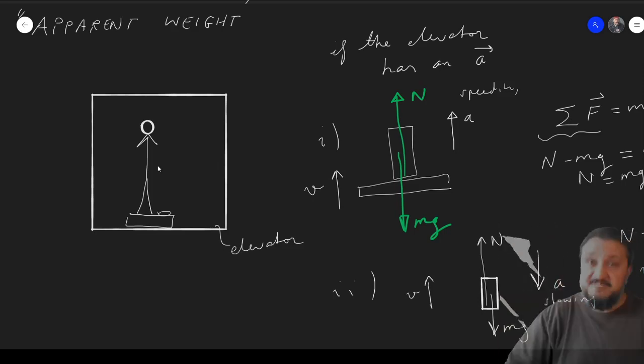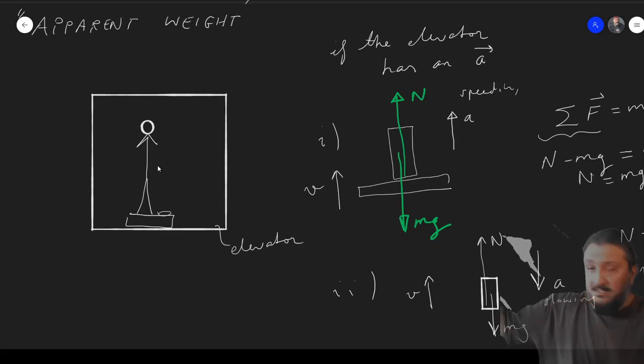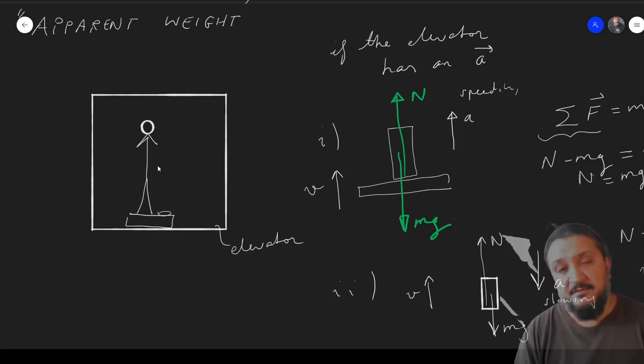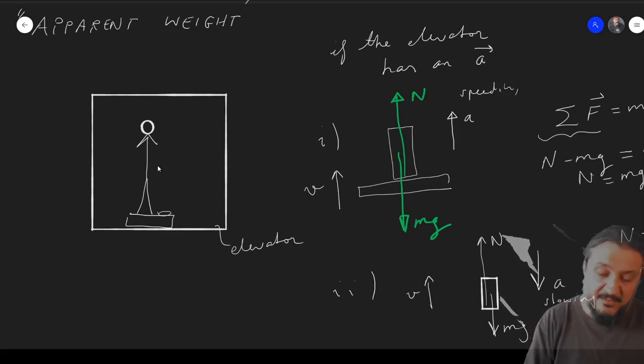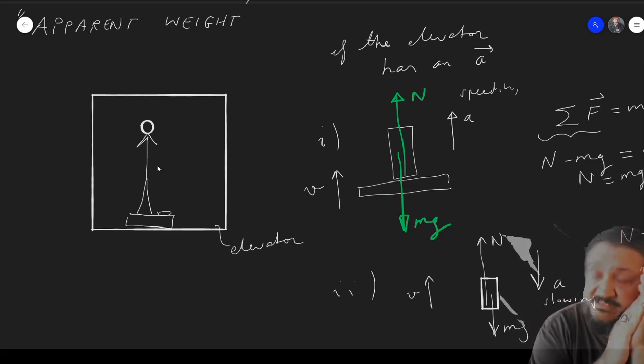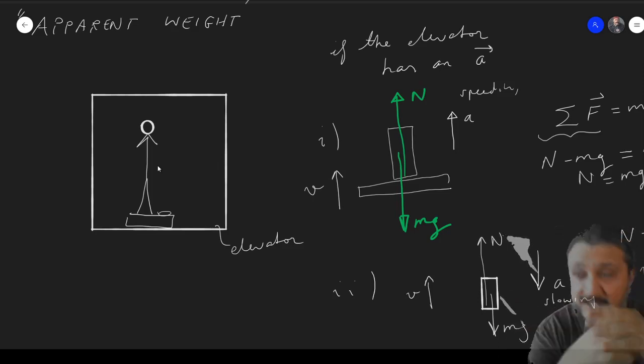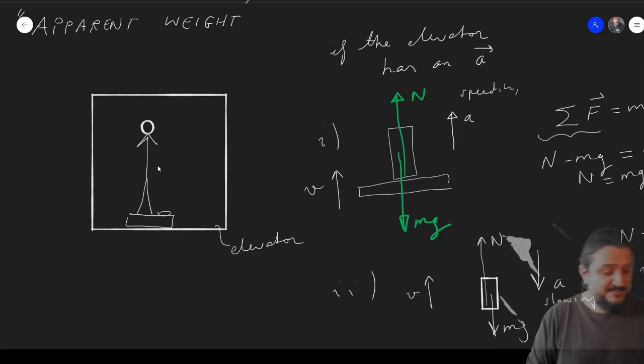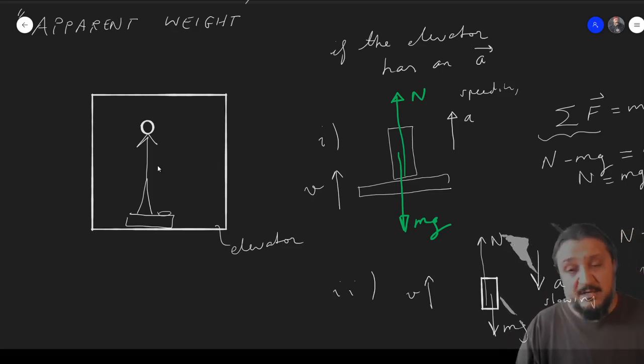Or God forbid, if the elevator is falling freely and you are falling in it, you will experience weightlessness, right? As if you are in outer space, because you're falling and everything around you is falling at the same rate. For that short time of 1 or 2 seconds, you may feel weightlessness. You still have weight, okay? Weight never goes away, but you will have that experience of weightlessness. All right, so that's apparent weight. Later when we do circular motion, we're going to come back to this, okay?